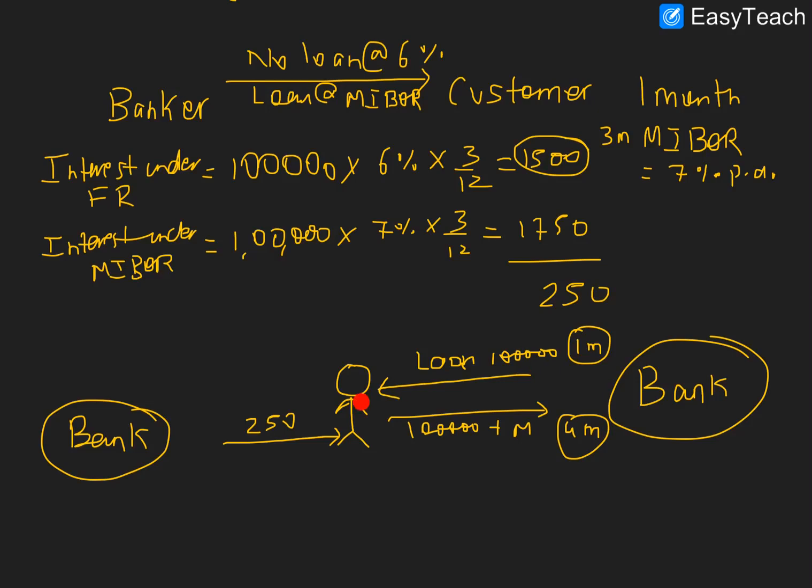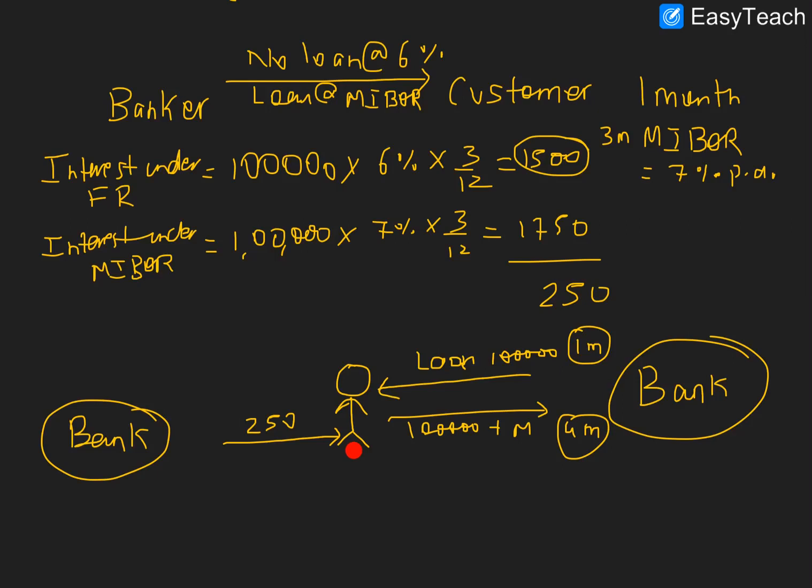So the banker will provide a loan of 1 lakh at MIBOR rate. The customer is going to pay back 1 lakh plus MIBOR interest, the amount of interest being 1750, and 250 is going to get compensated. So the customer says okay, this seems to be working, and this has the same net effect.